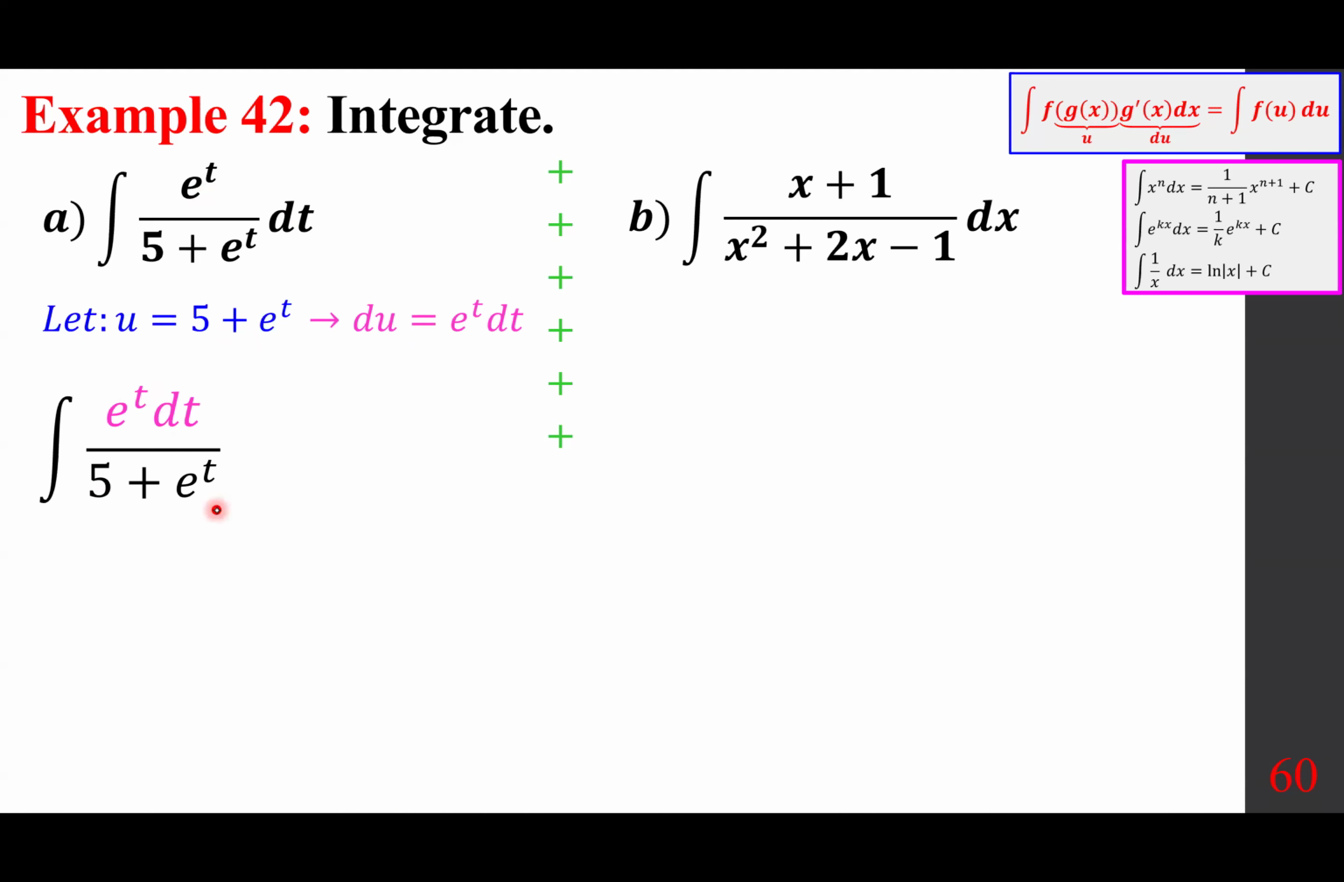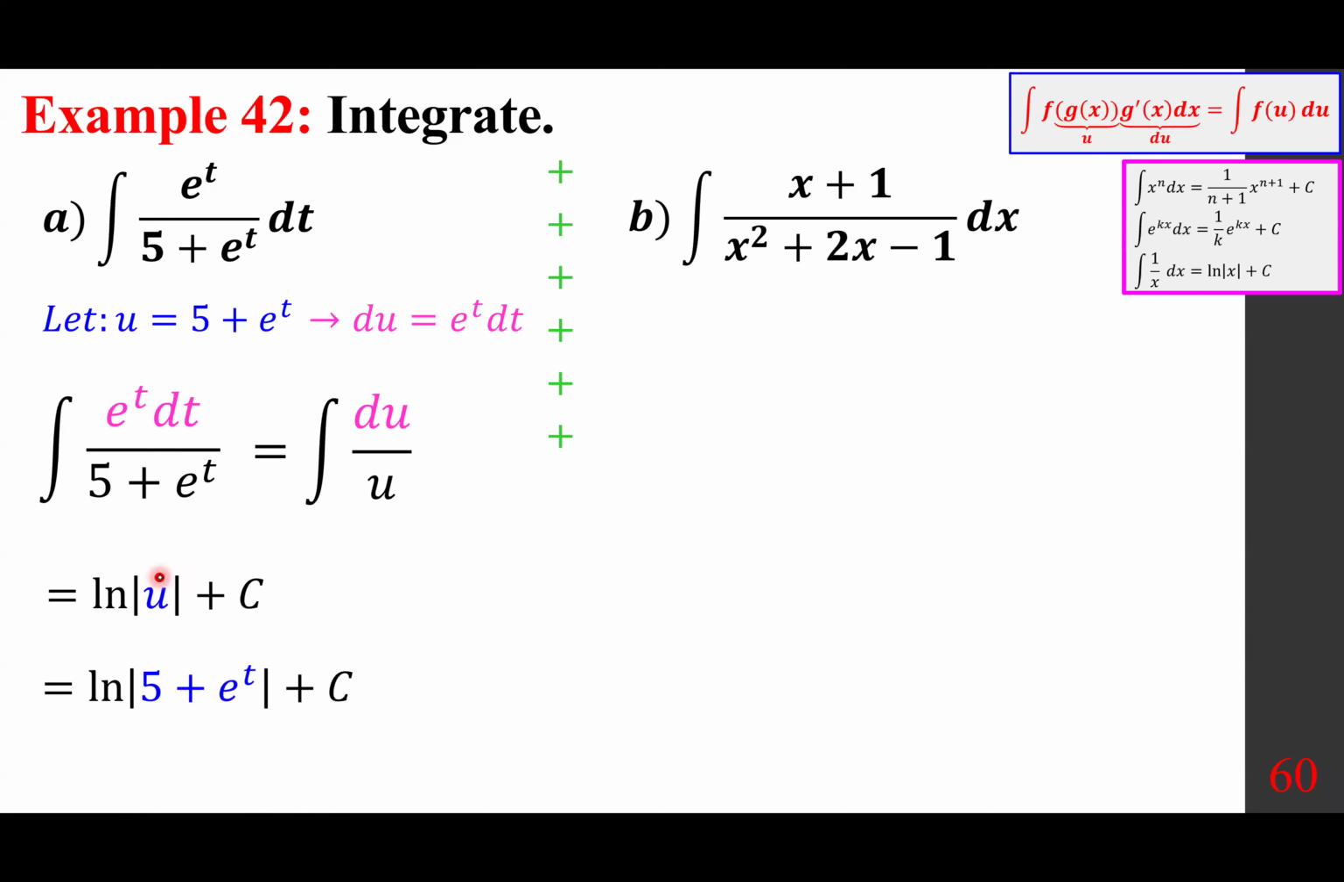over u. So the integral of du over u is the good old natural log. Replace the u, you get natural log of the absolute value of 5 plus e to the power of t, plus a constant. Over here, because the expression 5 plus e to the power of t is positive, you can just use parentheses, okay? Either way is fine.